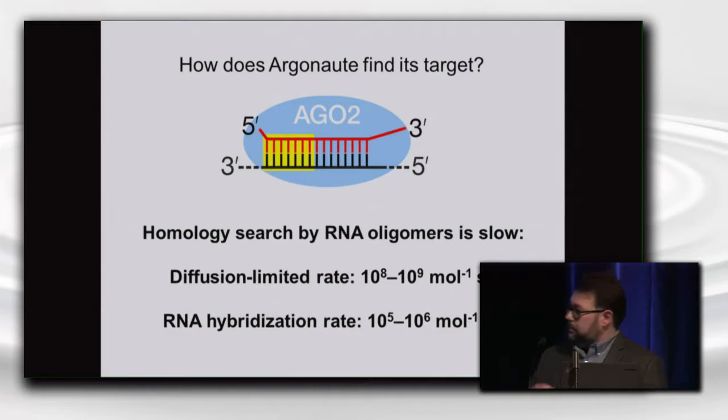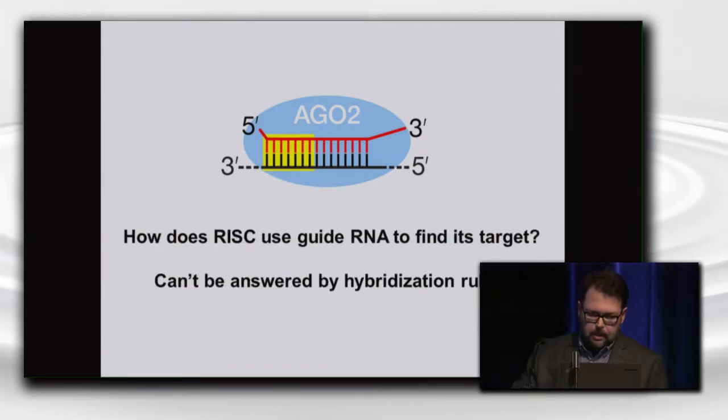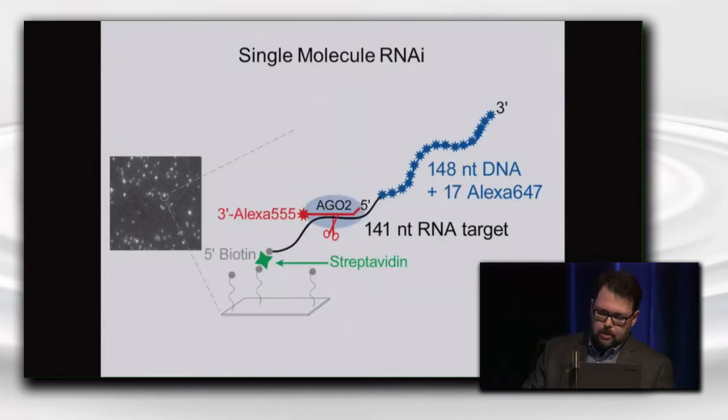And so today I'm hoping to show you how Argonaute solves all these problems. And none of these questions can actually be answered by the known hybridization rules. To answer these questions, our favorite approach is to use single molecule imaging, and we do believe that this is the best way to do quantitative biochemistry.